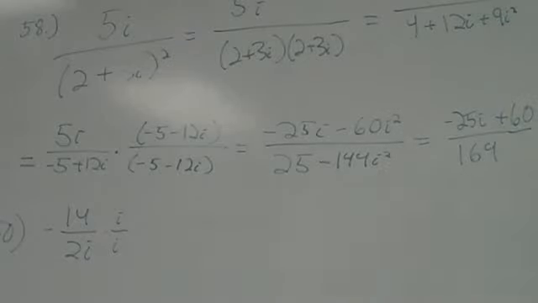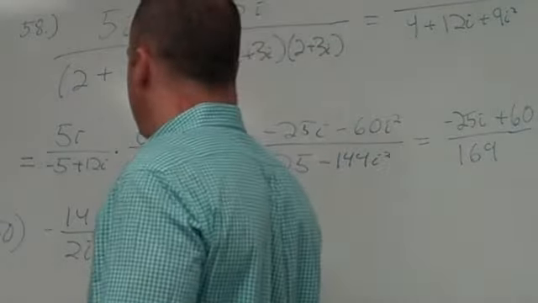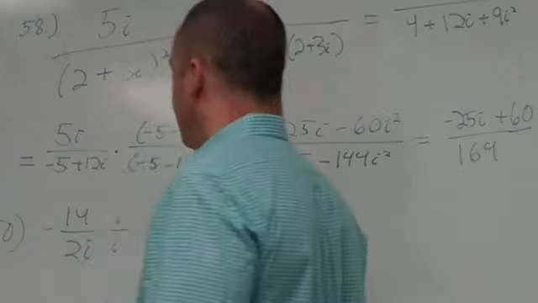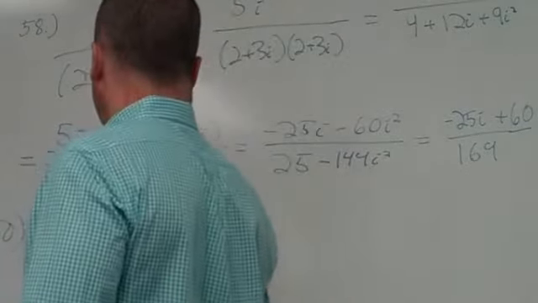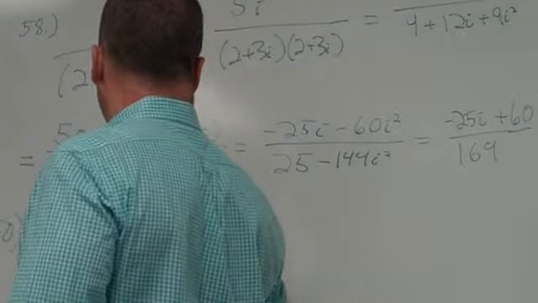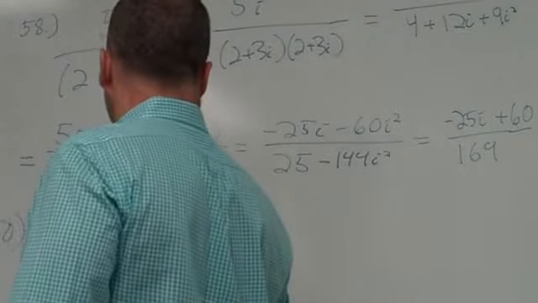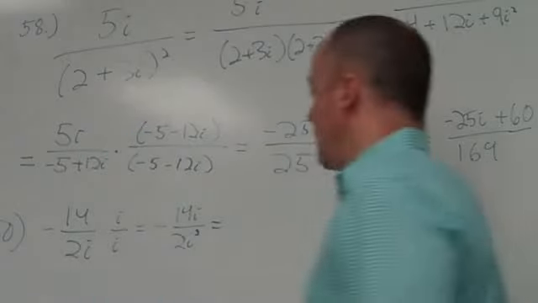So you can only multiply the top and bottom by the same thing. Negative 2i would work. 2i would work. But the simplest one, if I just multiply by i, I get negative 14i over 2i squared. What's 2i squared?